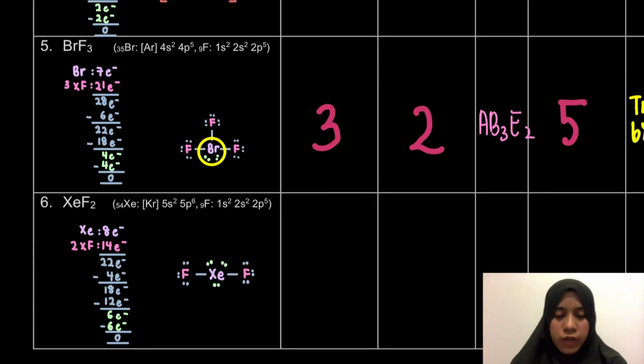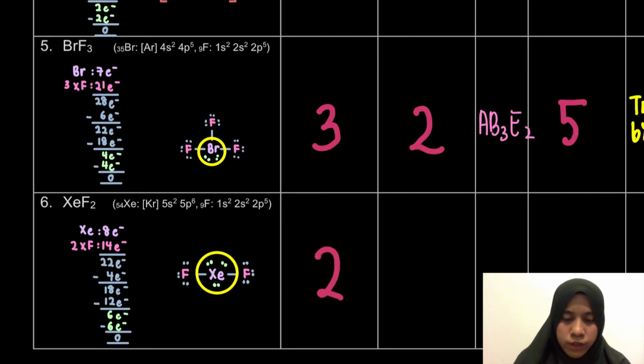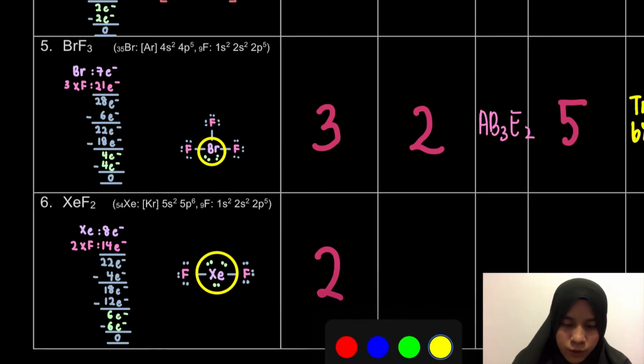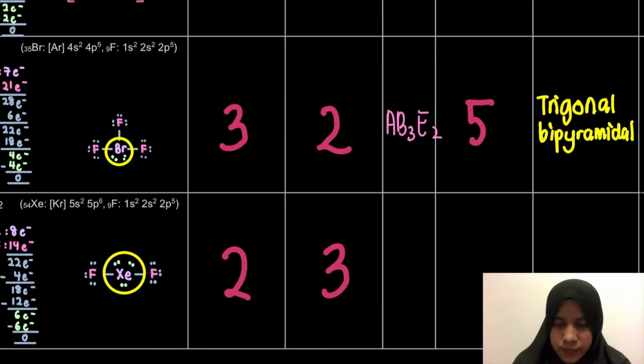Okay, so first kita tengok how many atom bonded to our central. So, it's 2 atoms bonded to it. We have 2 fluorine bonded to our xenon. Lepas tu, how many lone pair? We have 1, 2, 3 lone pair. So, what is the class? Class dia akan jadi AB2E3. Make sure bonding pair dia 2, electron pair dia 3.